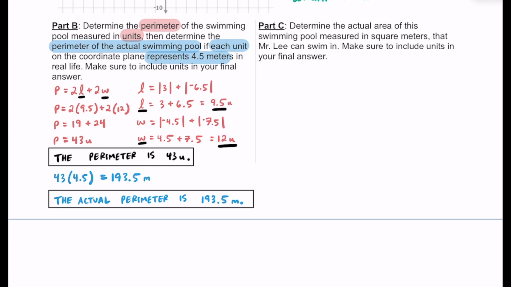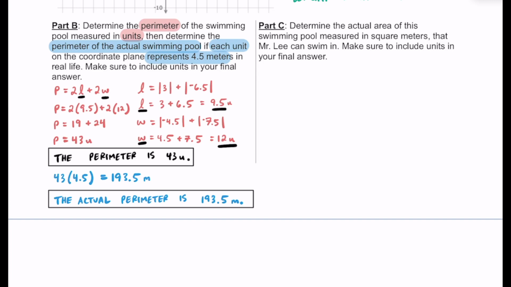And so while I didn't show the multiplication for some of these decimals, like I didn't multiply 2 times 9.5 out, you can totally take some scratch paper and do that on the side. Also, I didn't show the multiplication for these decimals, but you should go ahead and do that. Make sure you feel comfortable to get this 193.5 meters. That would be the perimeter of the swimming pool in real life.